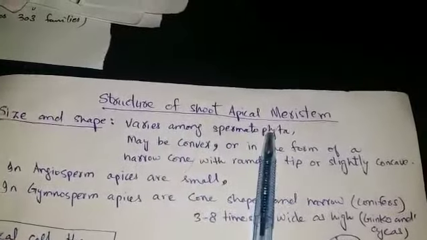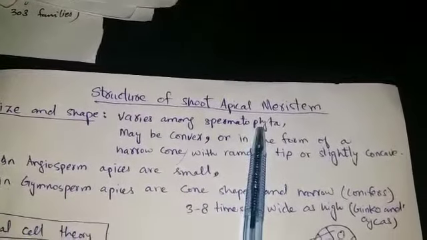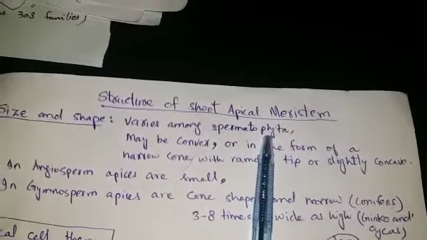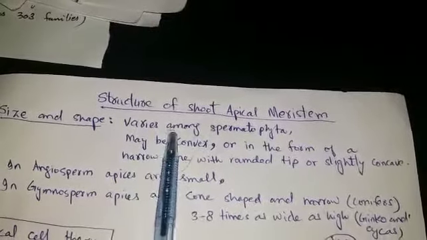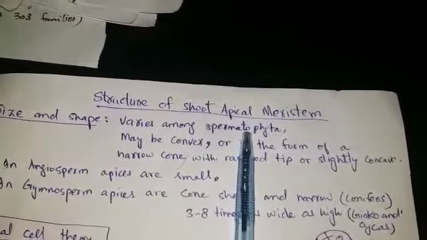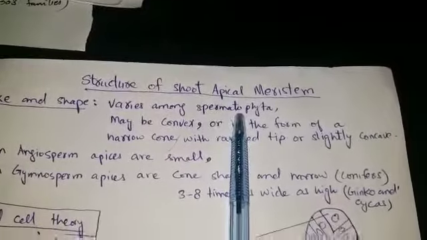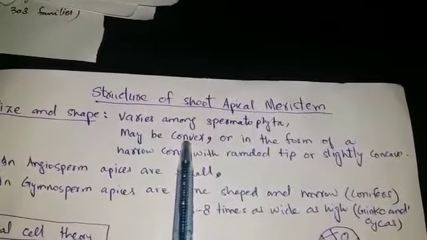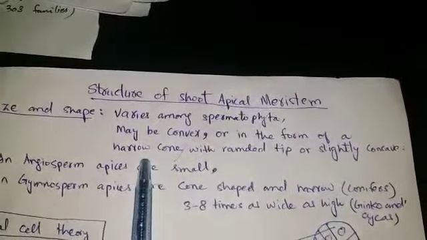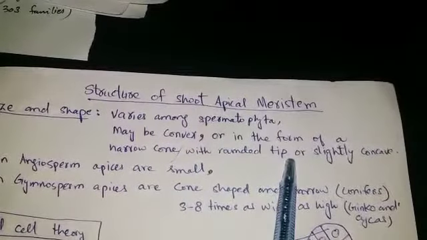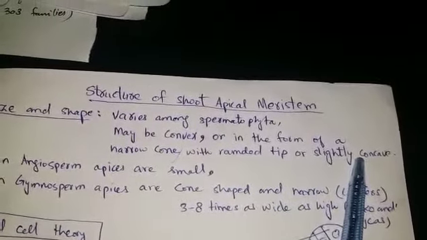It varies among the spermatophyta, that is the pteridophyta, gymnosperm, and angiosperm. So their size and shape varies in three categories, that is pteridophyta, gymnosperm, and angiosperm. They may be convex or in the form of a narrow cone with rounded tip or slightly concave.